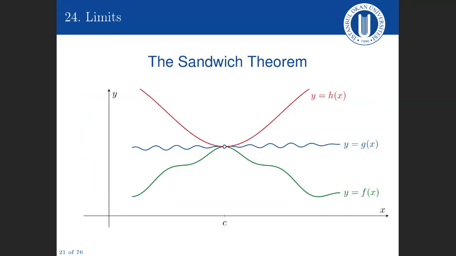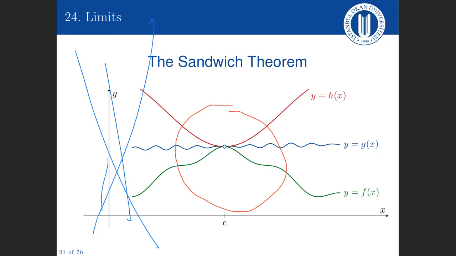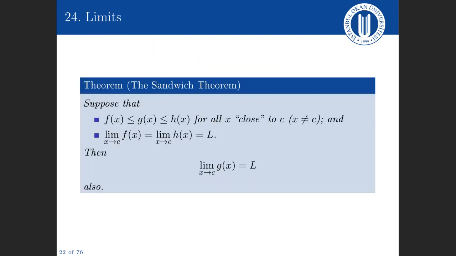Go back to the graph. We need this inequality to be true close to c, but not equal to c. Over on the left, I don't care what happens. Over on the right, again, I don't care what happens. All that matters is what happens close to c. So we need to have this inequality close to c, but because we're talking about limits, we don't need this to be true for x at c.